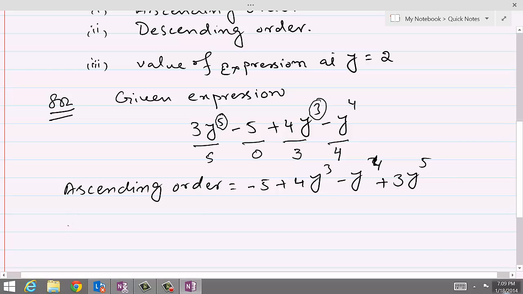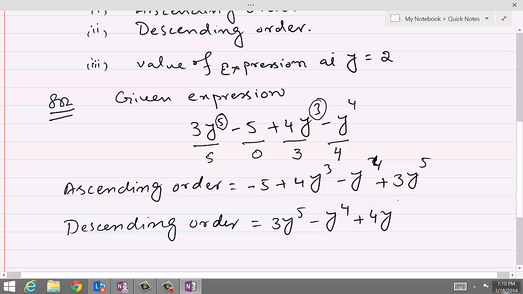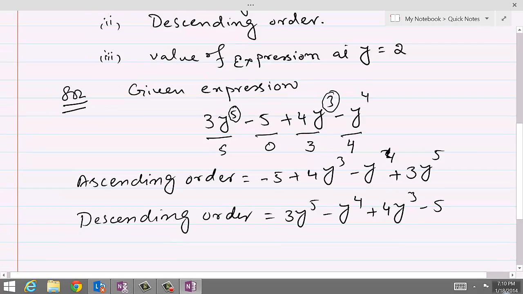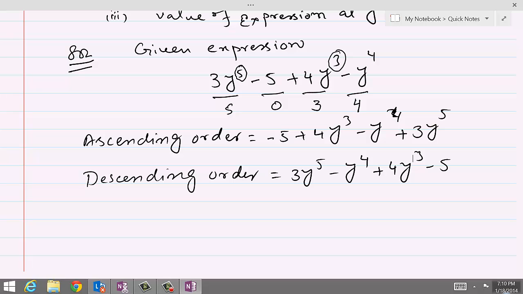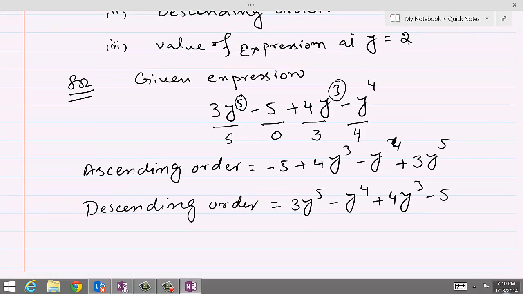And in descending order, this is exactly the opposite. So this would be 3y power 5 minus y power 4 plus 4y power 3 minus 5. So this is the descending order. And if we want to find out the value of the expression, wherever we see y, we are going to replace y with its value, which is 2.